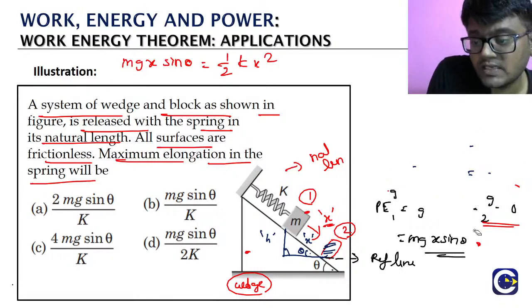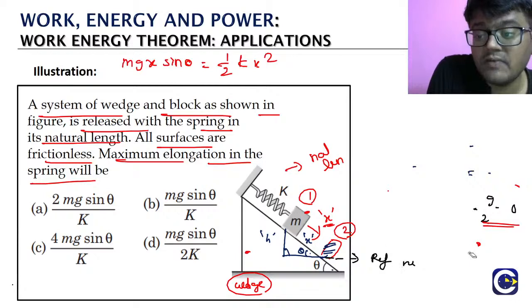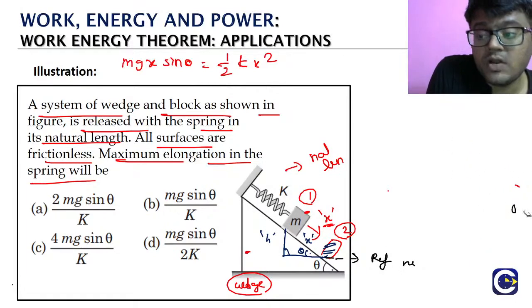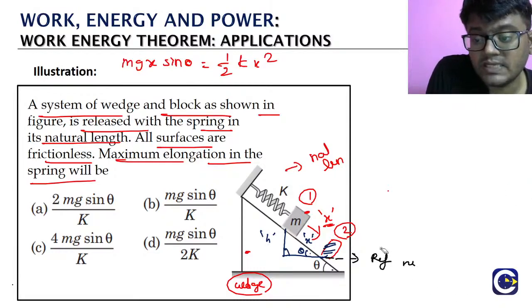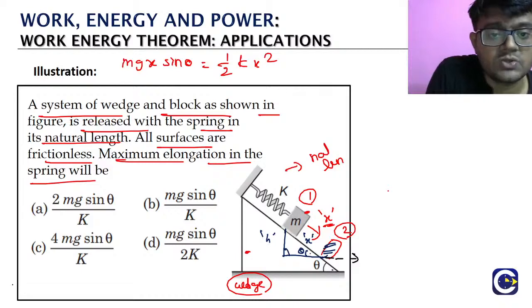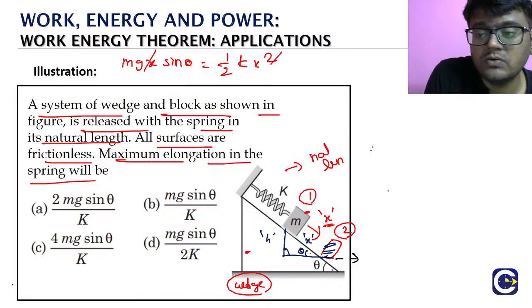Half kx square. Now what do we need? We are looking for the value of x, because they are asking: find the maximum elongation in the spring. Whatever is the maximum elongation that will happen in the spring, tell me, what will it be? If you cancel one x, what remains?